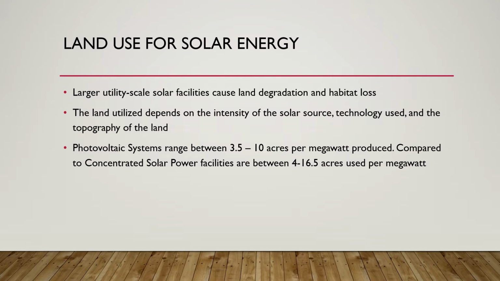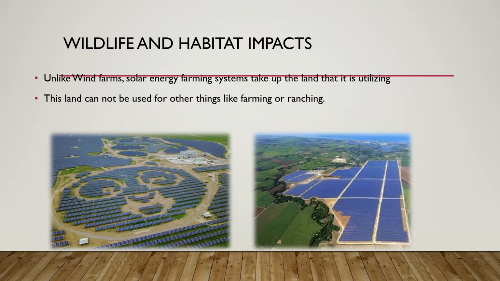Depending on the size and the intensity of the solar source, photovoltaic systems range between 3.5 to 10 acres per megawatt produced. And unlike the wind farms, this land cannot be used for other things. As you can see in these pictures, the land utilized by these systems has become void.